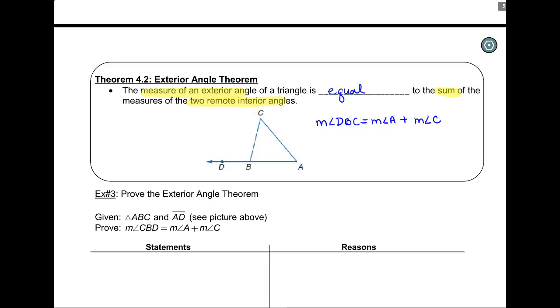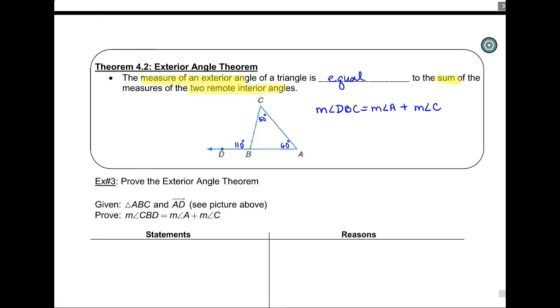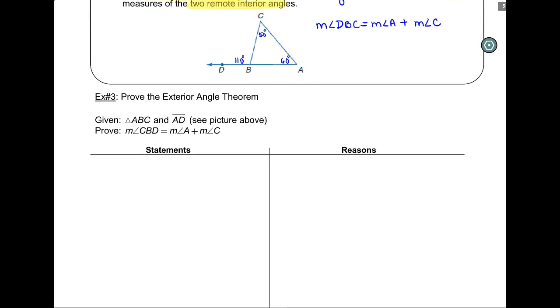Okay, so we are going to go and prove the exterior angle theorem. So again, the measure of an exterior angle is equal to the sum of the two remote interior angles. So if we know, for example, let's say this is 50 and this is 60, then we know this has to be 110 degrees, just as an example. So let's go ahead and prove it.